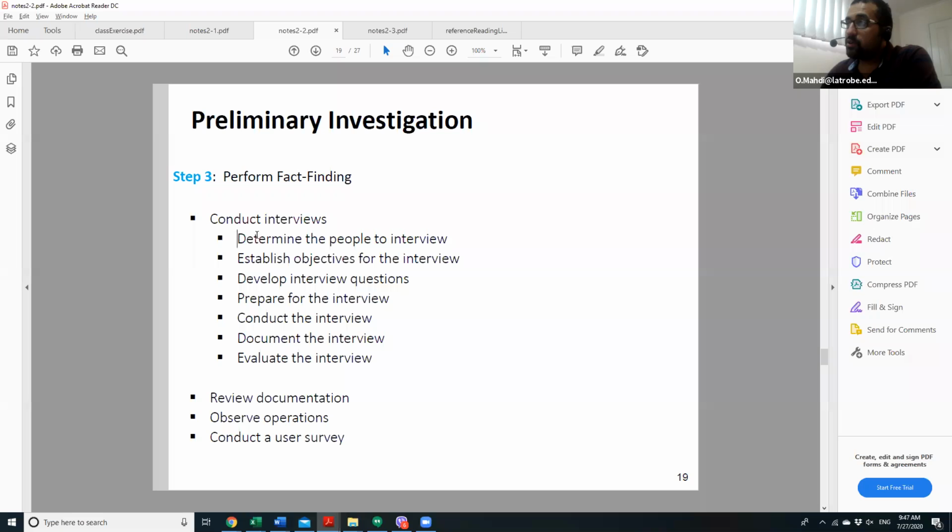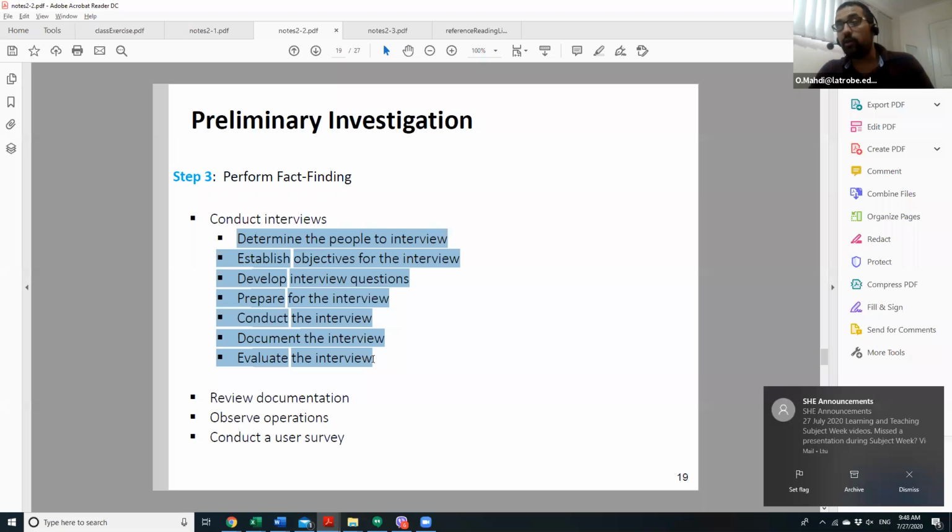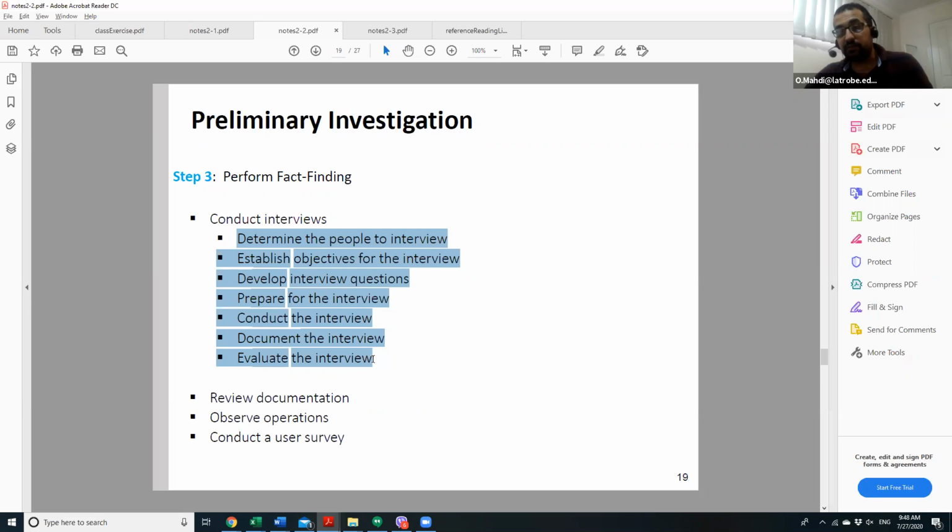At the same time, determine the people to interview and establish objectives for the interview. We will talk about this mainly, if I'm not mistaken, in lab 3 or 4, because there are different labs and different types of interviews, depending on the people that we are interviewing. We need to write the questions and decide what type of questions they are. We have something called open questions and something called closed questions. What is the difference between them? All of these steps we're going to talk about at the next lecture.